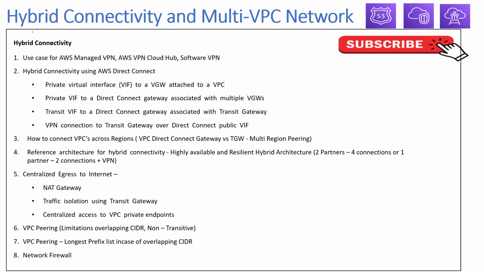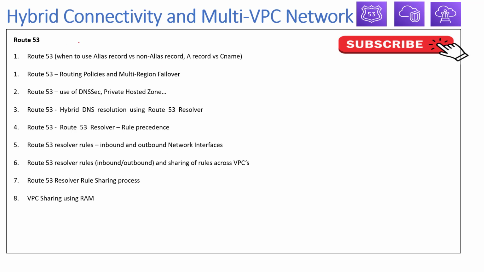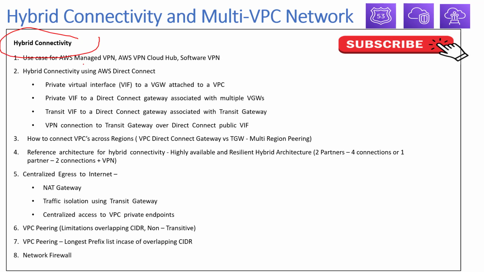One is the hybrid connectivity. How do you establish connectivity between an on-premise customer data center and Amazon VPCs? And the second one focuses on Route 53. So now let's look at hybrid connectivity options that a customer needs to choose from.